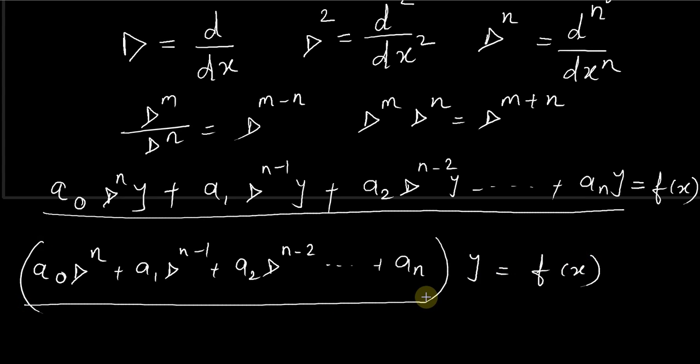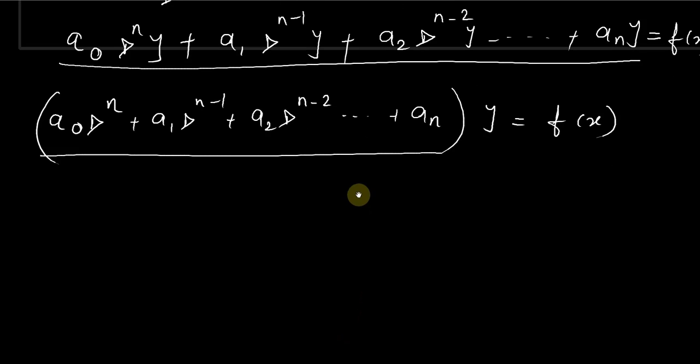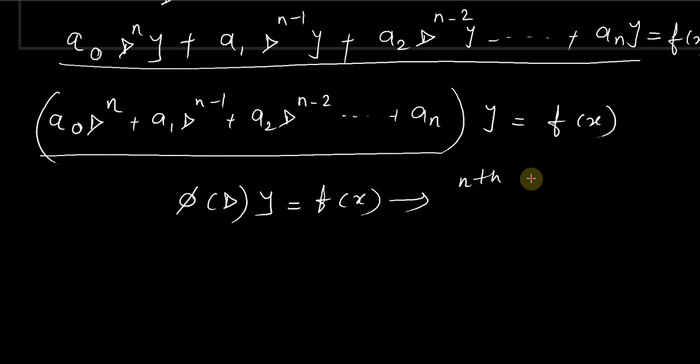So this bracket is nothing but a polynomial in D. Let's write this in another notation. Suppose we write this as phi of D. A polynomial of D operates on y is equal to f of x. So even this can be a general form of nth order linear differential equation with constant coefficient, if the degree of this polynomial is n.